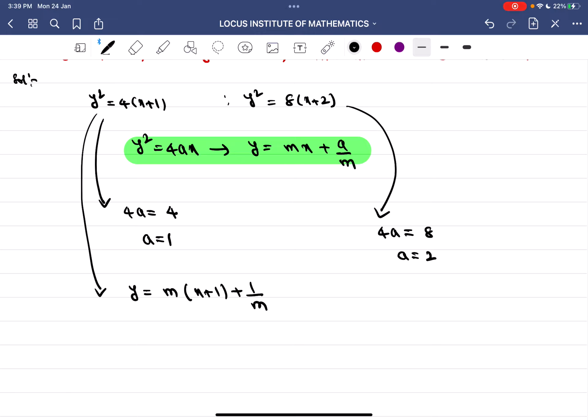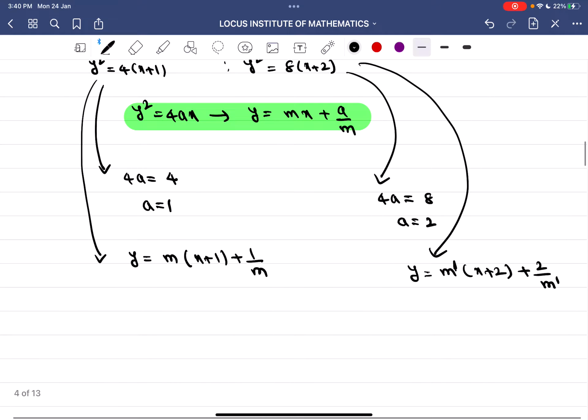So now the equation of the tangent to the second parabola is y = m'(x + 2) + a/m'. A is 2 here, a/m', because we have taken the slope of the tangent to the first parabola as m and the slope of the tangent to the second parabola as m dash. Now here we introduce the two parameters. So to get the locus, we need to eliminate the parameters m and m prime.